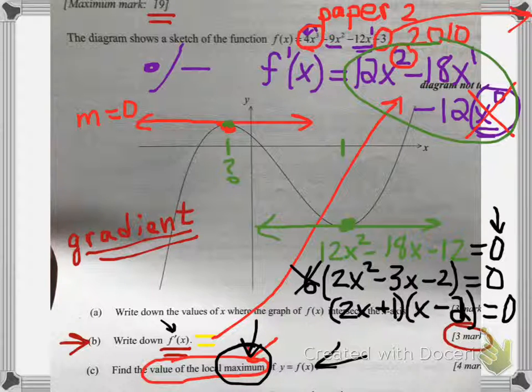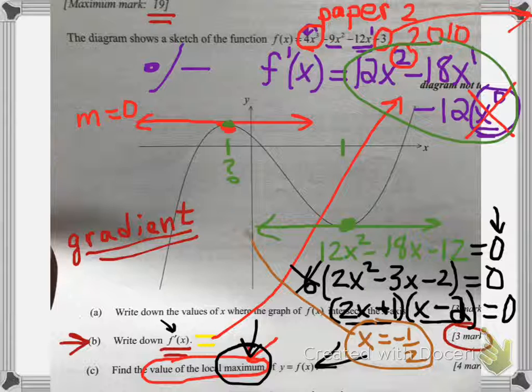Okay, so if I factor this, and if you don't know how to factor this, that's a whole other ball game. But I factor this trinomial as this binomial times this binomial. And if I set this equal to 0 and solve for x, I'm going to get x is equal to negative 1/2. Okay? That is where the function has a maximum. Okay? So that's the answer to part C.